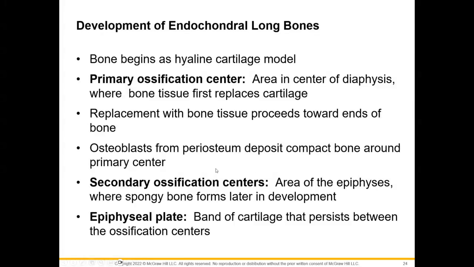The osteoblasts from the periosteum will deposit the compact bone around the primary center. The secondary ossification centers develop. These are areas of the epiphyses. This is where spongy bone forms later in development.